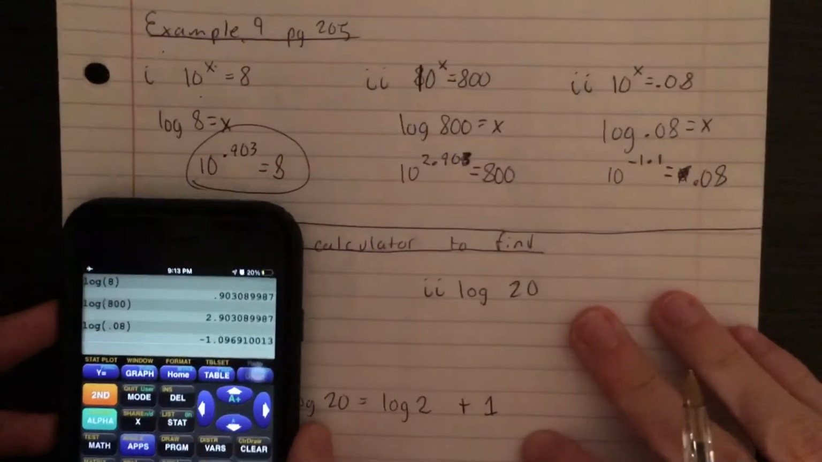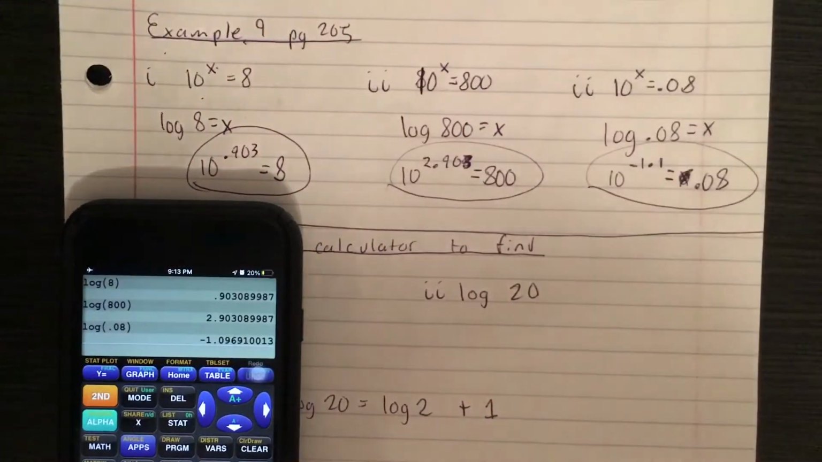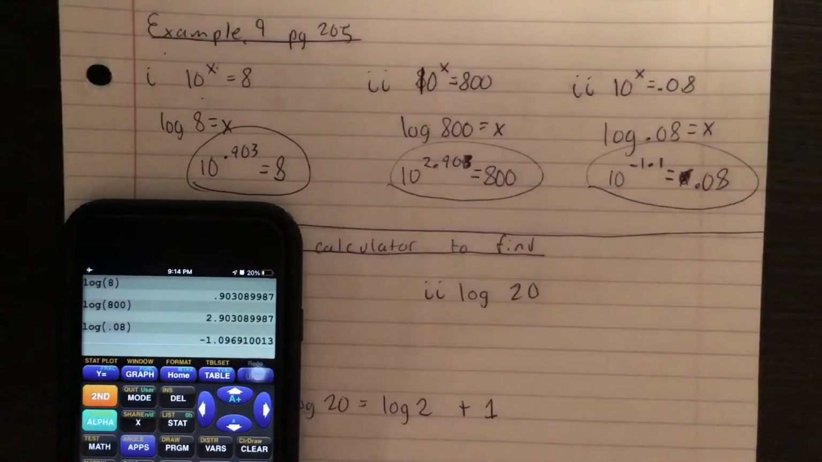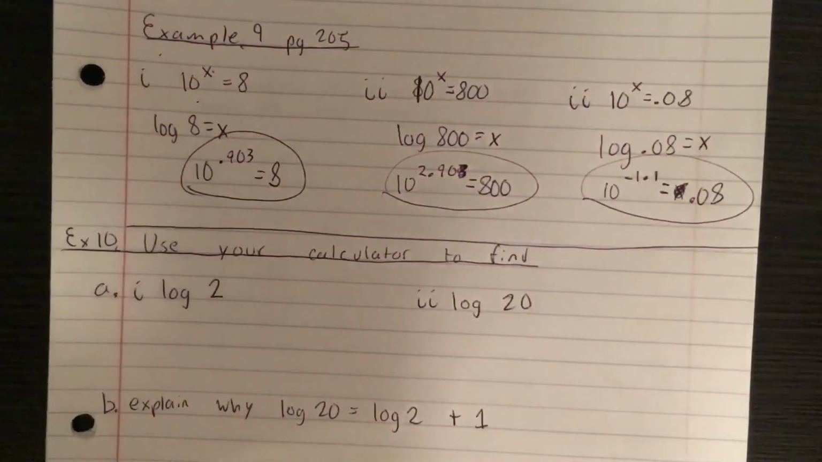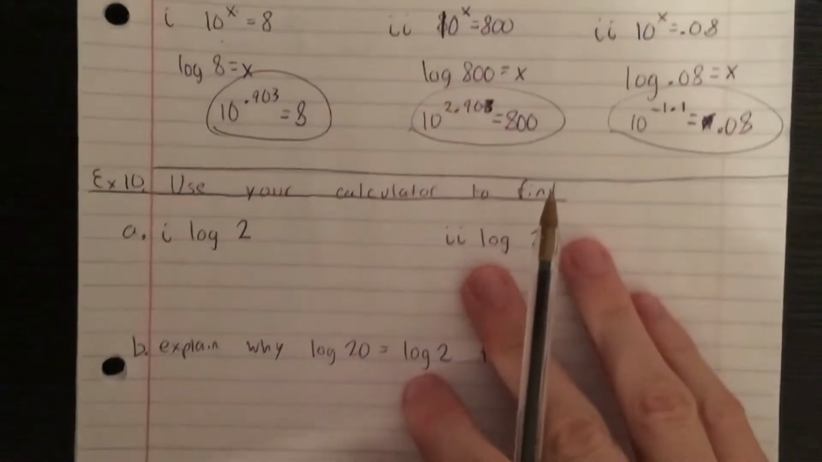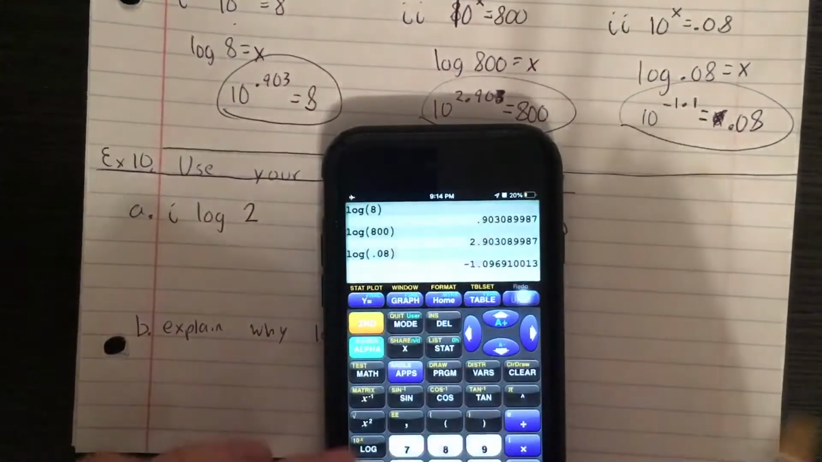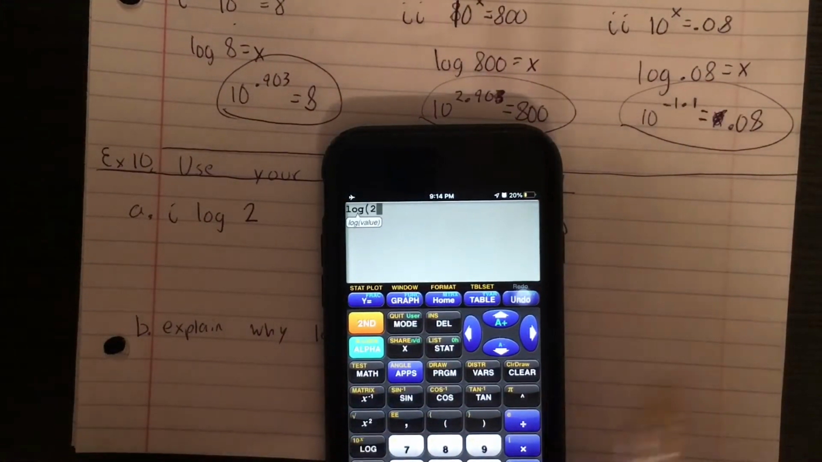And remember, the whole purpose of these logarithms is we're trying to find what exponent we can put something to and have it evaluate well. So let's look at two more real quick. Using a calculator, we're going to look at the log of 2.